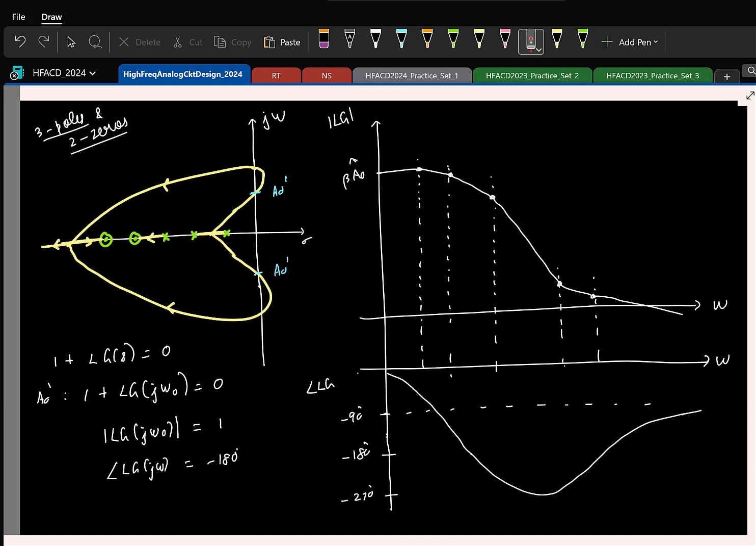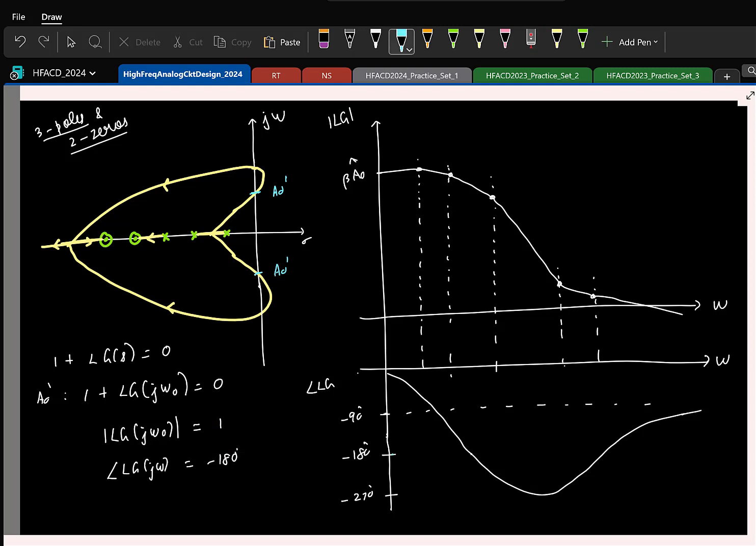Nothing will change. It's just a scaling in magnitude. Phase will remain the same. The magnitude plot will scale up or down, right? And for this value of DC gain A naught prime, I know that when the phase is minus 180, magnitude must be 1. So phase is not going to change.